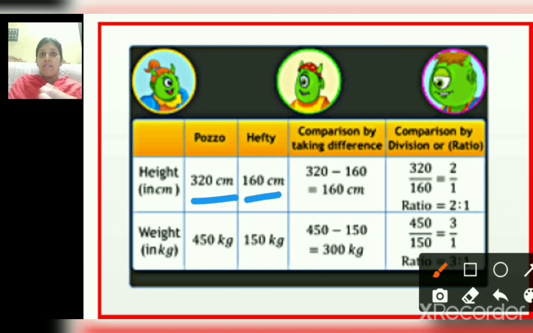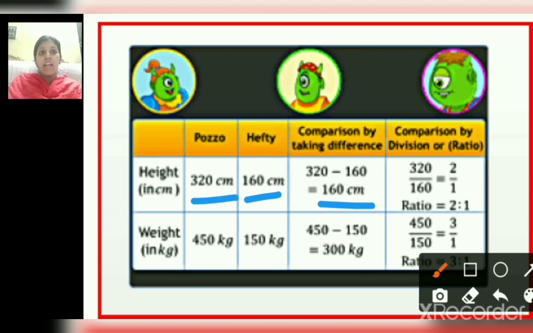So how can we compare them? We can compare them by taking the difference. Difference means subtracting. So 320 minus 160 is 160 centimeters. This is one way of comparing them. Another way is to compare them by dividing. This way of comparison by division is called ratio. We are comparing the height, so by division we can find the comparison.